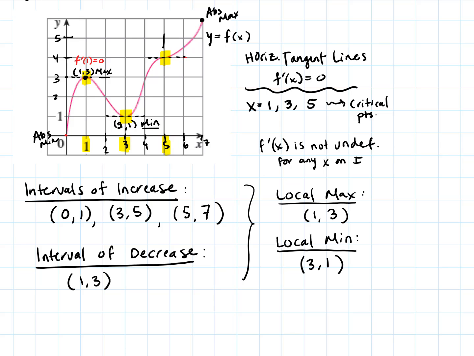This, by the way, is neither a max nor a min, right? Because we hit a point where we had a horizontal tangent, but then we just kept increasing. So it's neither max nor min. It's not a local max or min at that point.